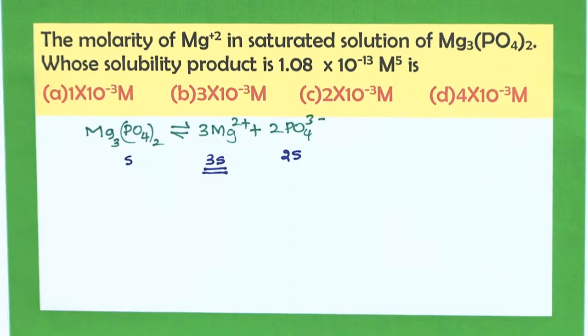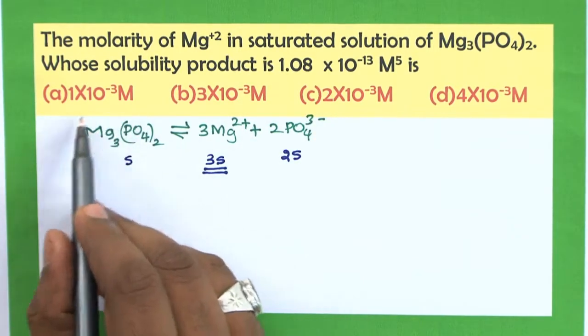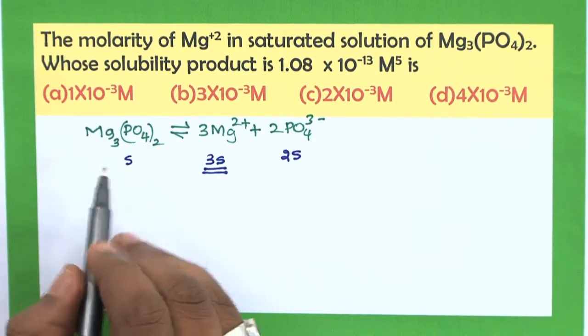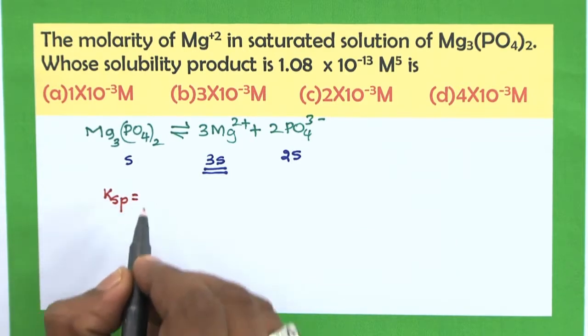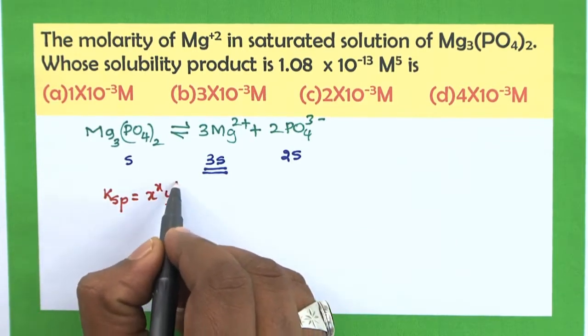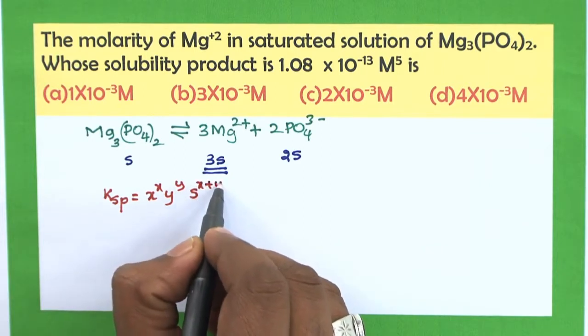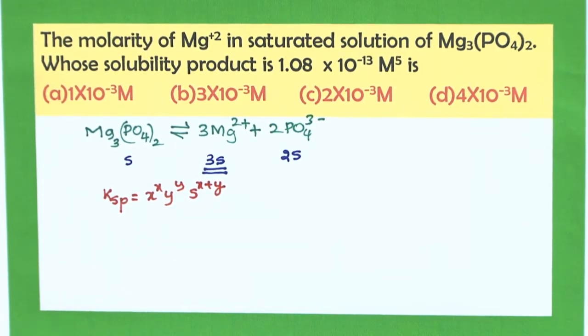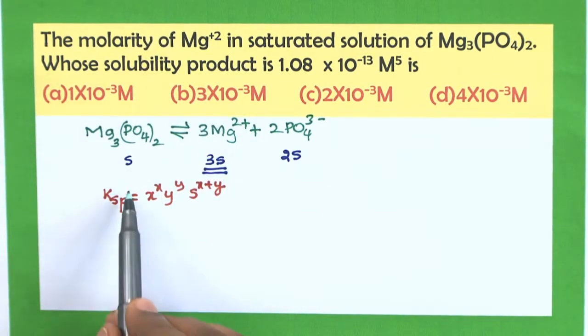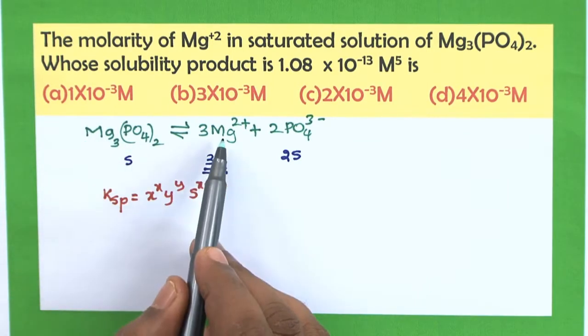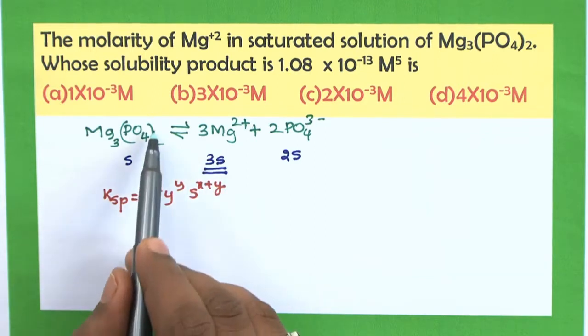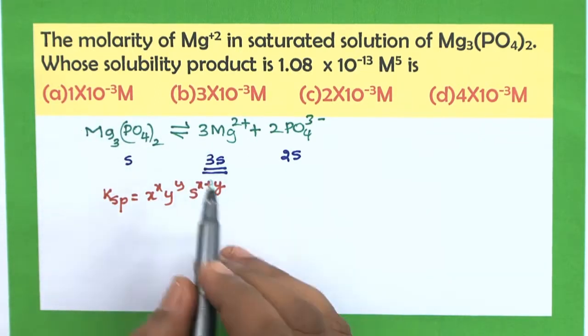Since they have given us the solubility product, from the solubility product you can easily calculate the solubility of magnesium phosphate. Now, since it is of the type A3B2, the solubility product Ksp is equal to the general formula x raised to x, y raised to y, s raised to x plus y. Here, why are we calculating the solubility? Because they have given us the solubility product and they have asked us to calculate the concentration. So from the solubility product you can calculate the solubility of magnesium phosphate, and the concentration of magnesium ions will be 3 times its solubility, because 1 magnesium phosphate will give you 3 magnesium ions.